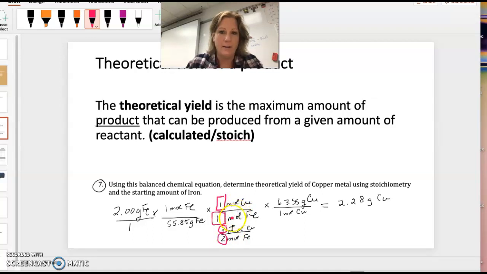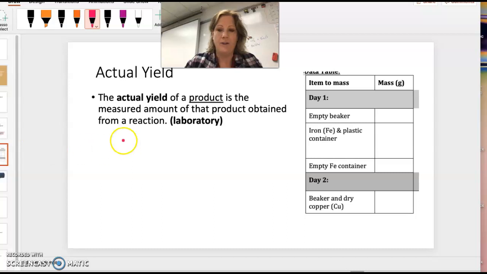I did the 1-to-1, and when I did that, then I ended up with 2.23 grams of copper. So your answer is going to be different, but similar to me. So this would theoretically be how much I should have formed of copper. My actual yield of copper is what I got after I subtracted this value from the beaker.